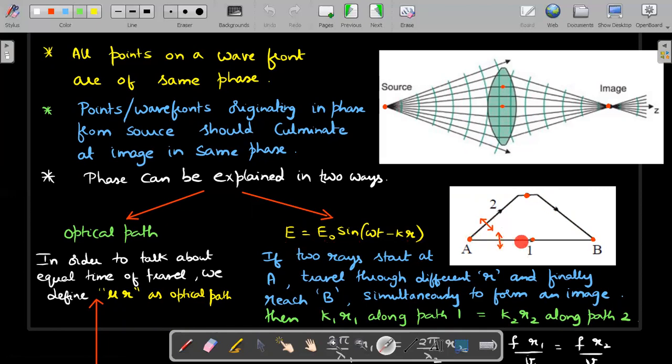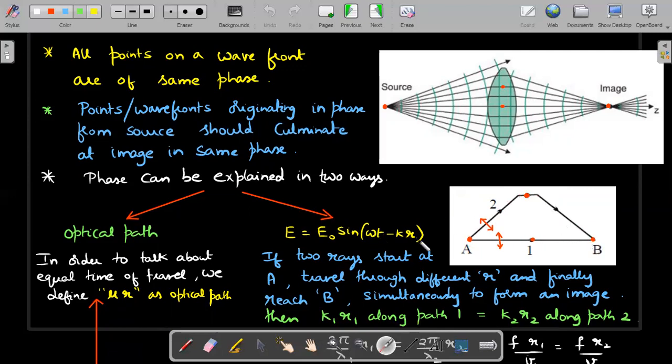Okay, this one has R1 direction, this one has R2 direction. Now if the rays start at A and travel through different distances, geometrically these distances are different, but they should reach finally simultaneously at this place, which means that greater distances obviously are supposed to be traveled by lesser average speeds. The speeds are all not the same throughout. Average speed here and average speed here are not the same.